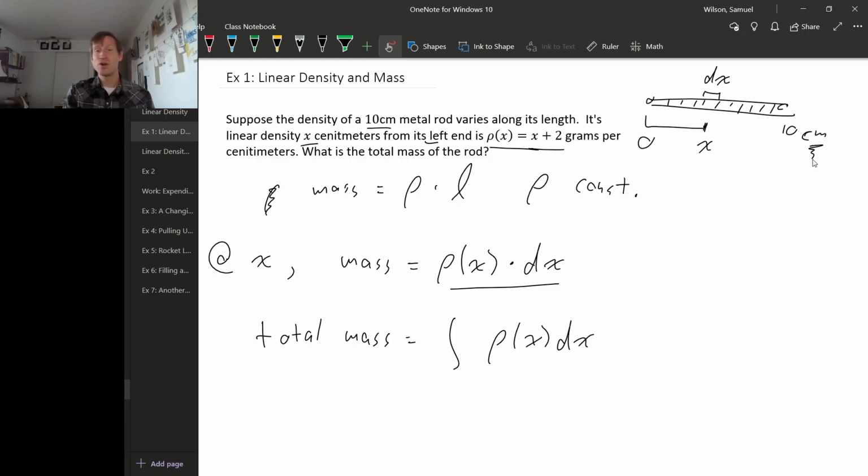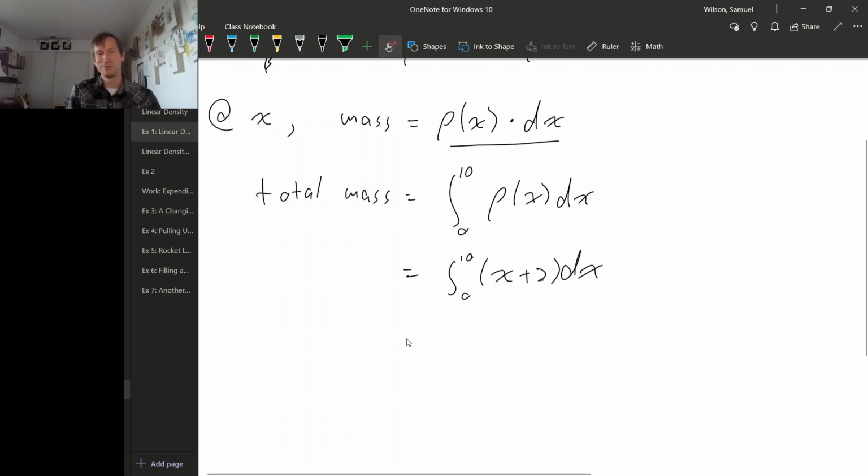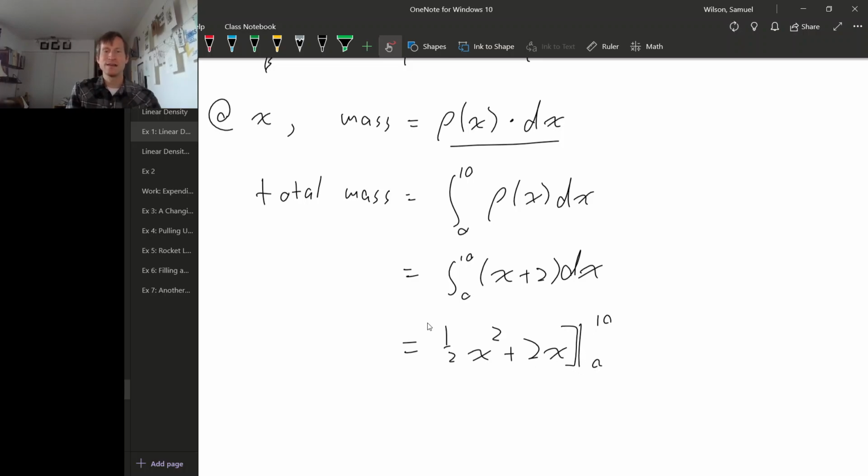We should use centimeters for our units because the linear density is given in grams per centimeter. So for the total mass, we just need to integrate from 0 to 10. We're going to integrate x plus 2, because that's our density function. And now this is just a regular integral problem, right? So find an antiderivative, 1/2 x squared plus 2x. Evaluate at 0 and 10.